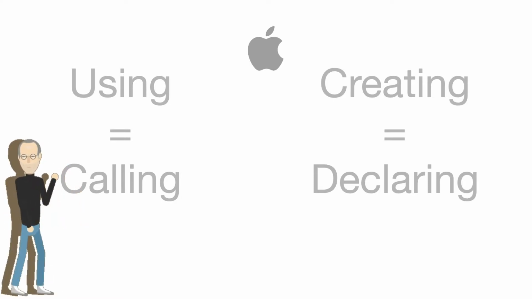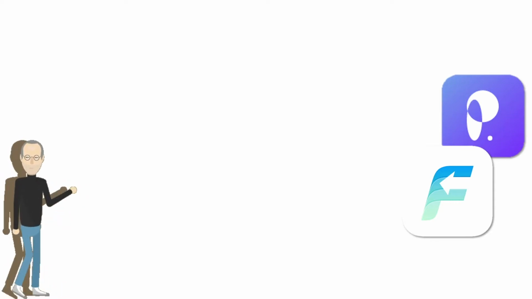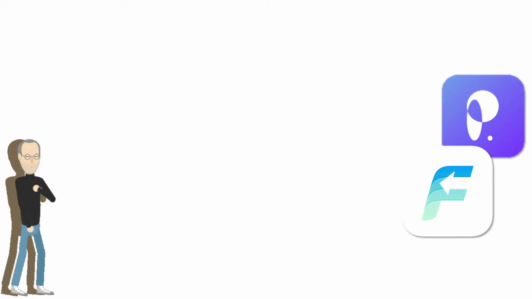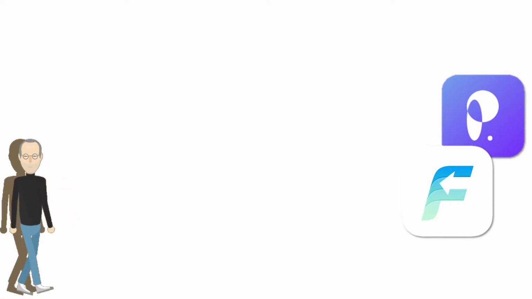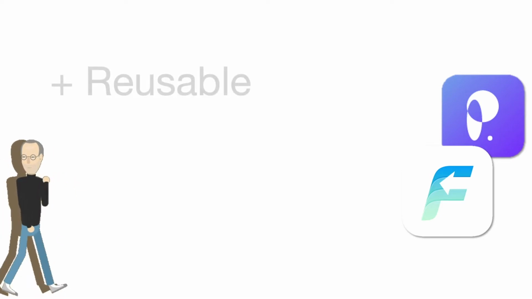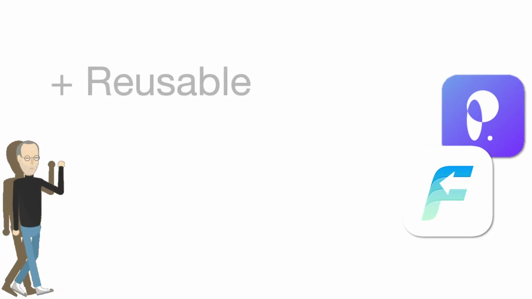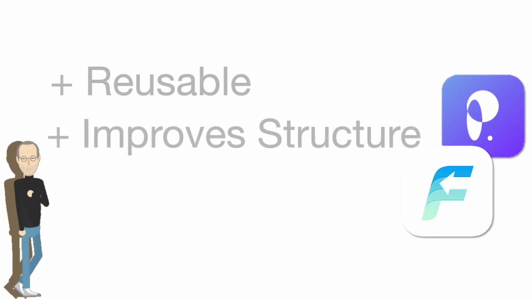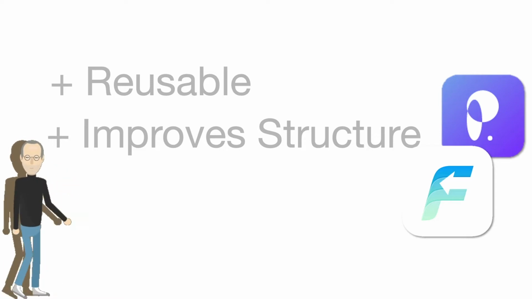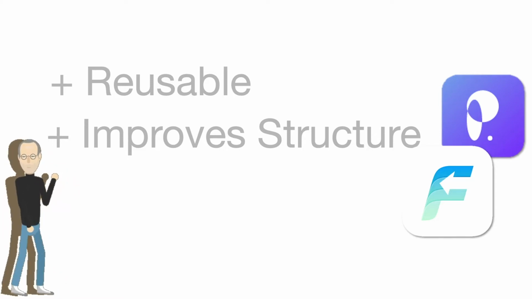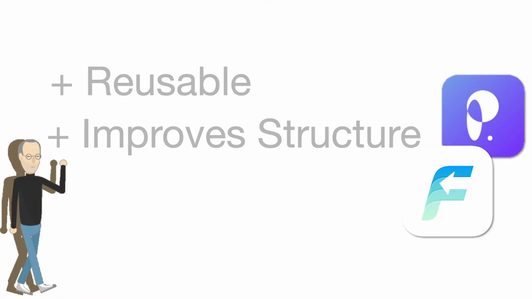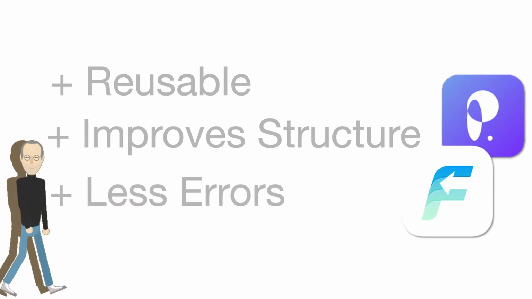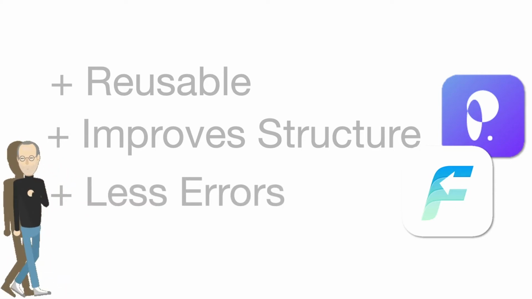Now, I know what you're thinking. What are the benefits of using our subroutines? Well, first, it allows you to reuse code. It then improves the overall structure of your code. And as we're using less code, that also means there is far less chance of errors.